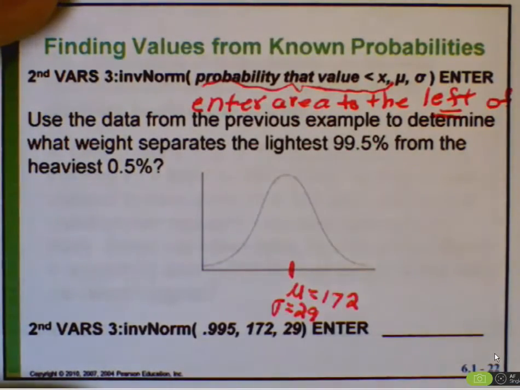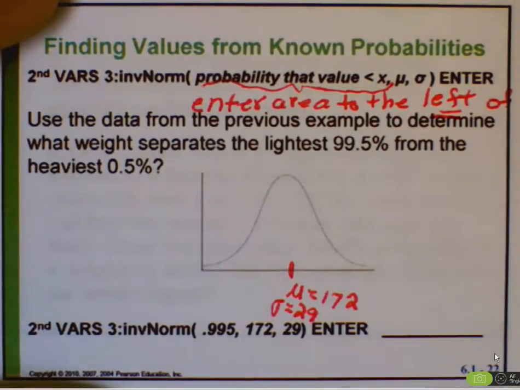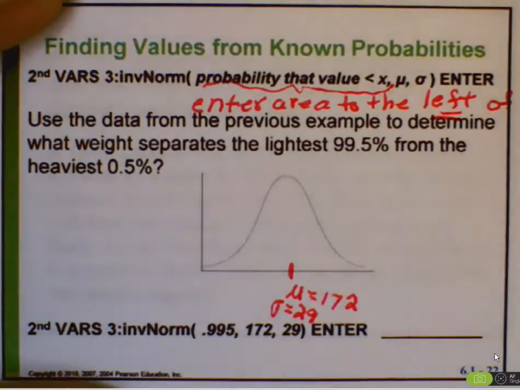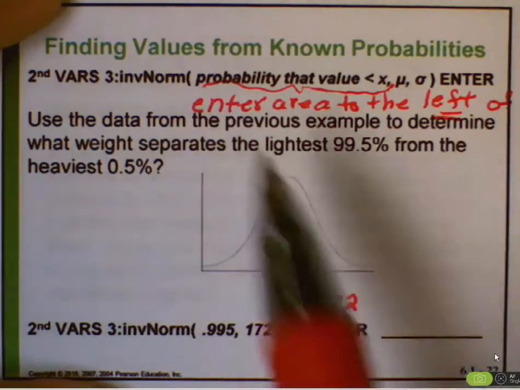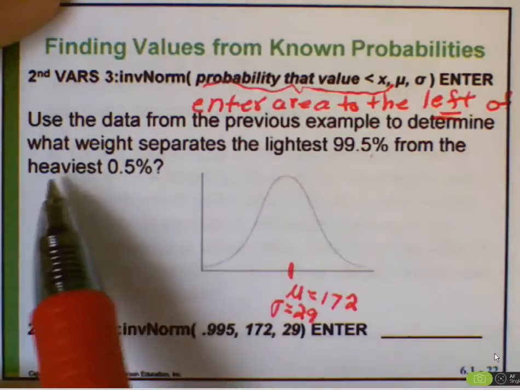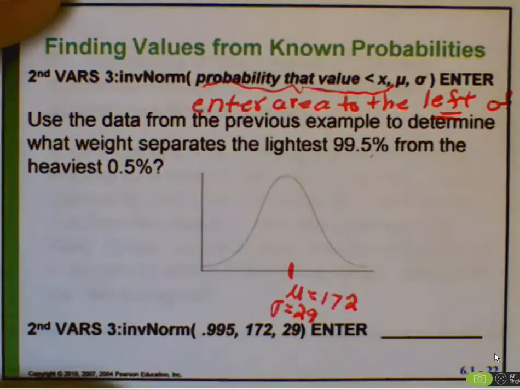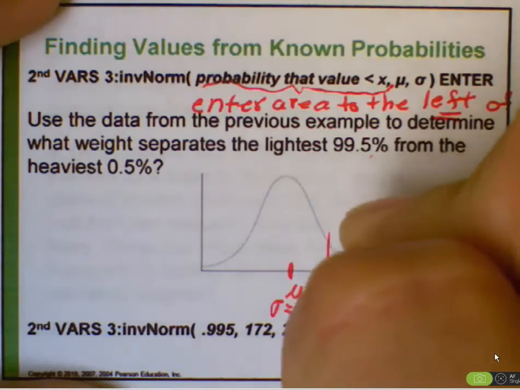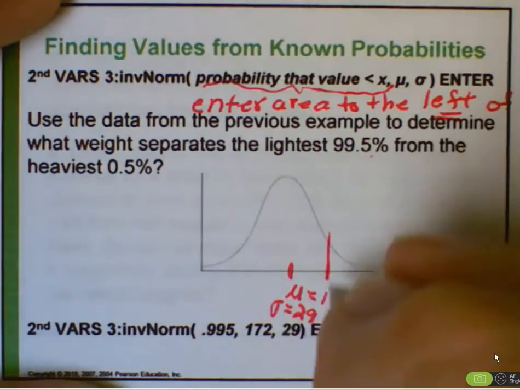And we're looking for a weight here. We're not looking for a probability, an area, or a percent. That's what tells me to use inverse norm. I'm looking for a weight that separates the lightest 99.5% from the heaviest 0.5%. Where would the heaviest 0.5% be? Less than the mean or above the mean? The heaviest 0.5% would be above the mean.